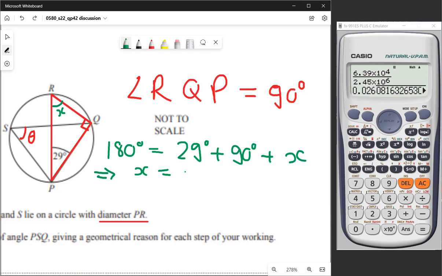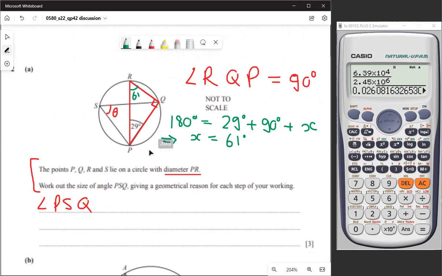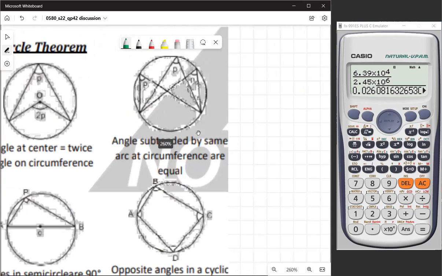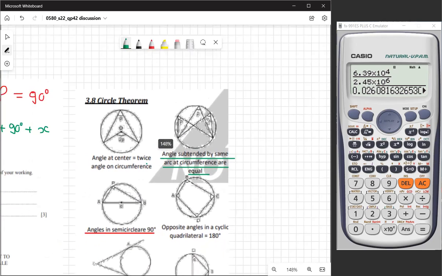It's 61. 61 degrees. So what is X? X is 61. Now you know that, right? Yeah. So what is PSQ? Read the second rule. I read this out loud. Angles subtended by same arc at circumference are equal. Okay, so what does that mean?